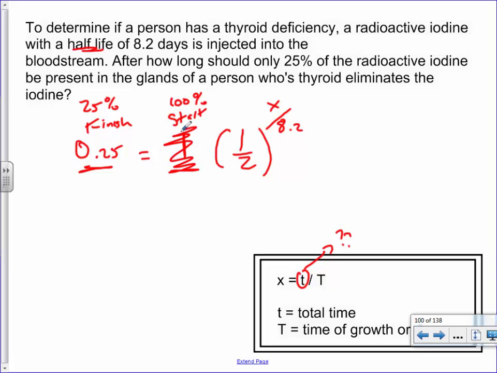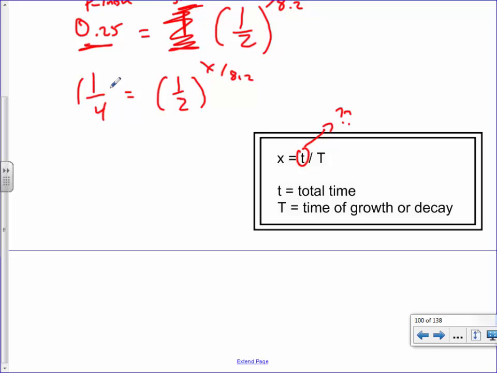So this 1 right here, we don't really need to write though, do we? So maybe I can change it like this. This is 1/4, because that's 0.25. This is 1/2, and it's x over 8.2. Can I find a way to do a common base now? It's going to be like with the negative. Good. 1/2 is 2 to the negative 1.